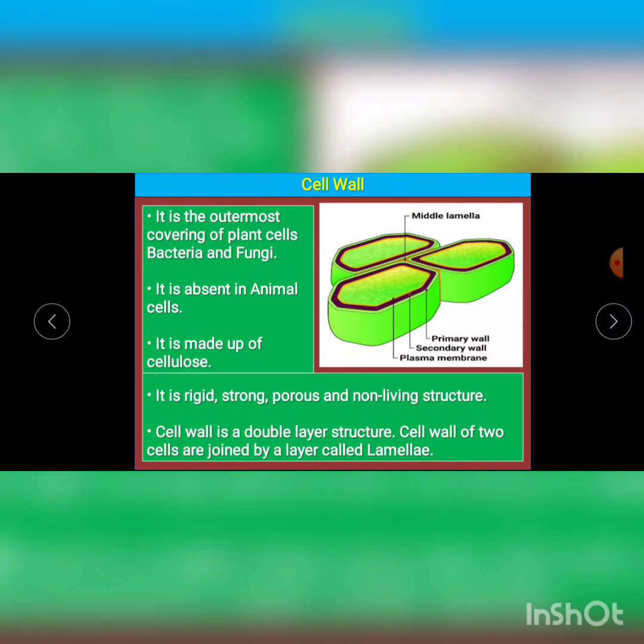The cell walls of two cells are joined by a layer called lamellae. You can see here in between these three cells we have this orange colored structure which is in between these three and connecting these three cells. This is called the middle lamella in singular or lamellae in plural. So lamellae or lamella, it connects the cell walls of different cells.